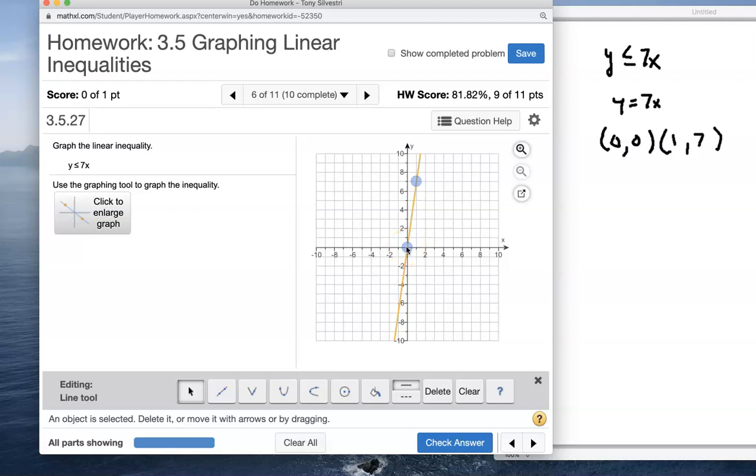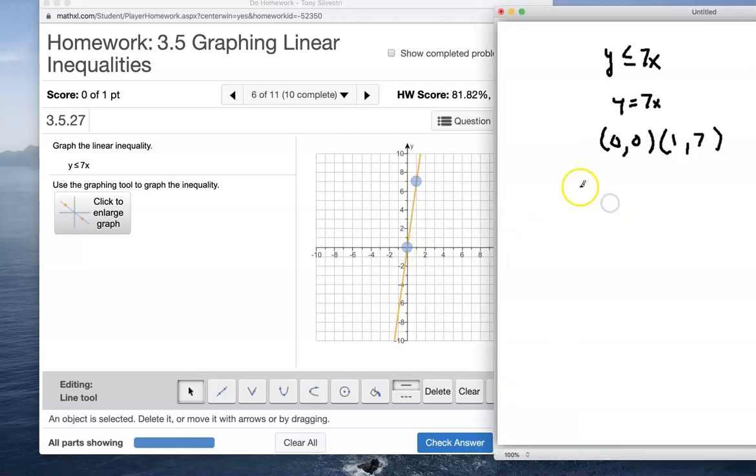So what I'm going to do is pick another test point that we didn't ever have to do before. I'm going to pick this guy right over here. You know why I picked that? Because my test point here is going to be 2, 0. Plug that test point into the original inequality and see what you get. Plug in y is 0. Is 0 less than or equal to 7 times 2, which is 14? Is 0 less than or equal to 14?